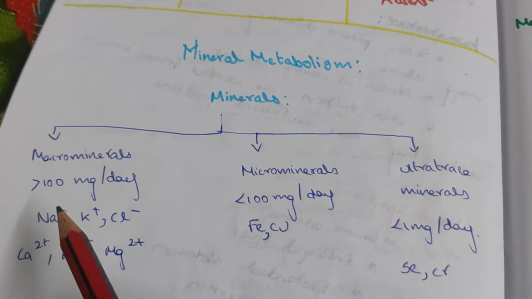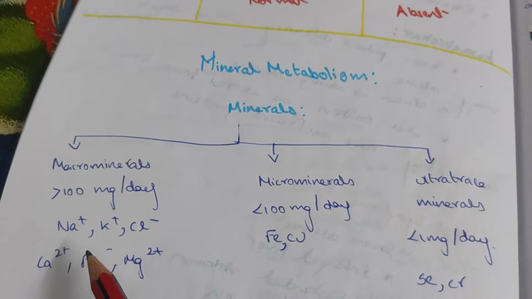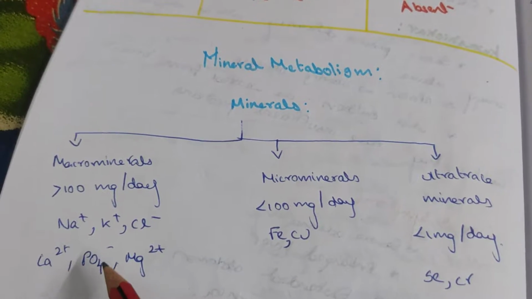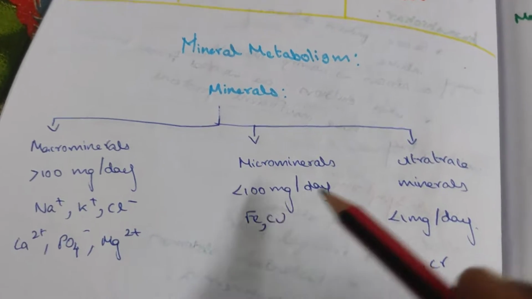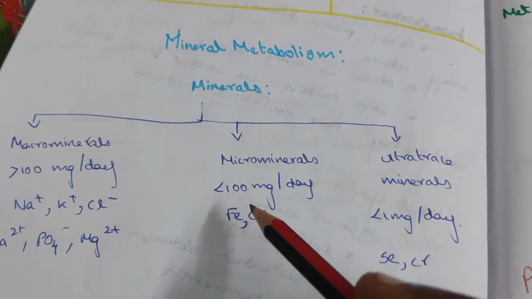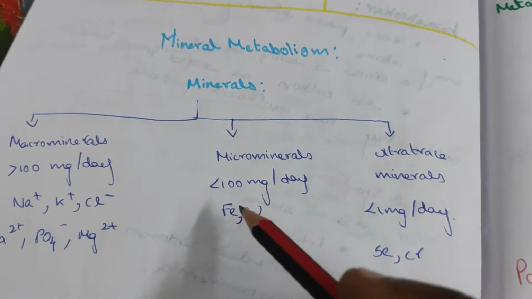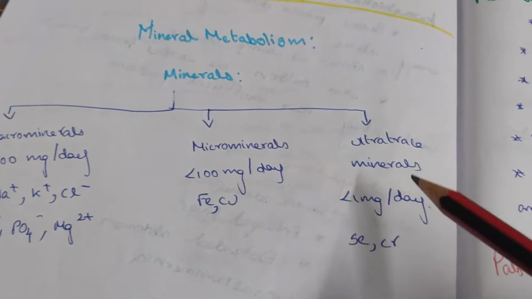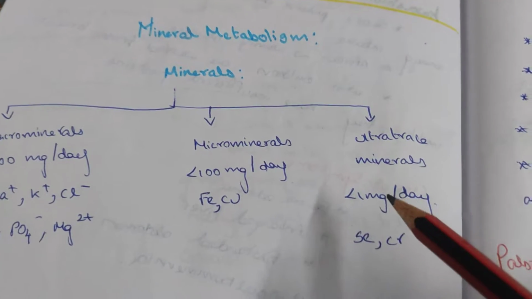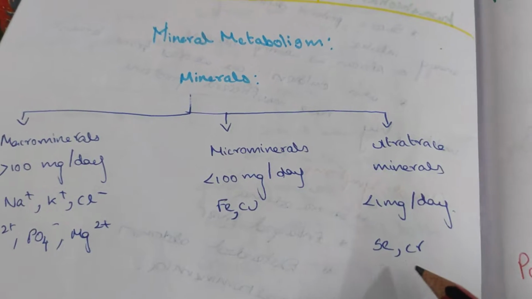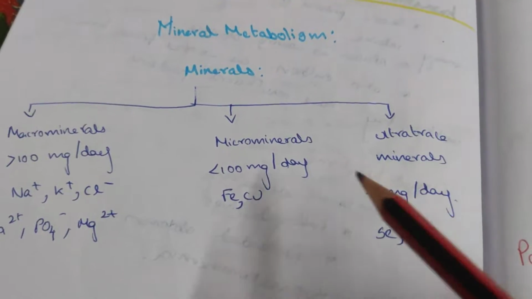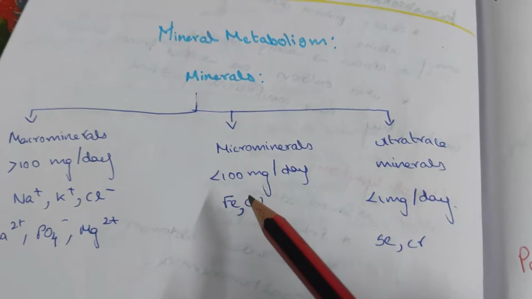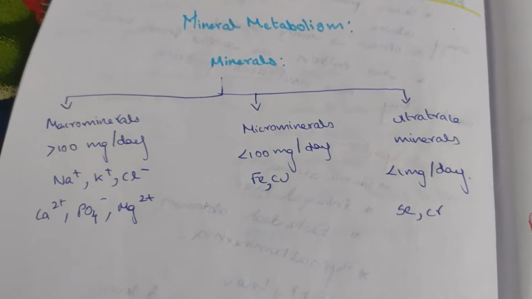Macrominerals, we need more than 100 milligram per day, which are sodium, potassium, chloride, calcium, phosphate, and magnesium. The microminerals are less than 100 milligram per day, which are Fe and Cu. The ultra trace minerals are less than 1 milligram per day, which are Sc as well as Cr. This is how the minerals are divided into micro, macro as well as ultra trace.